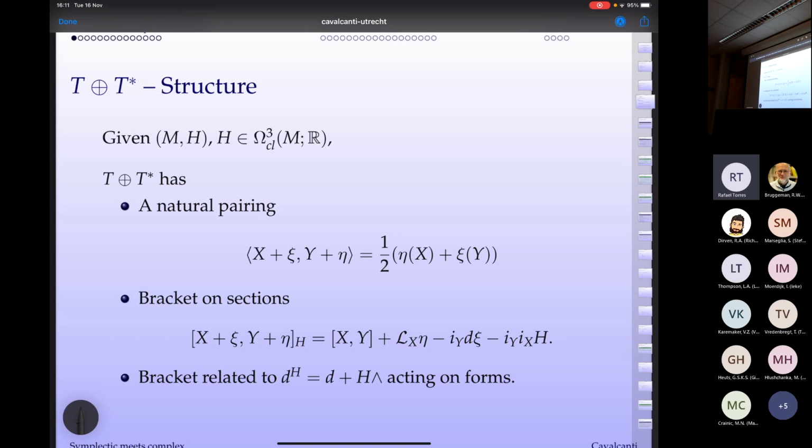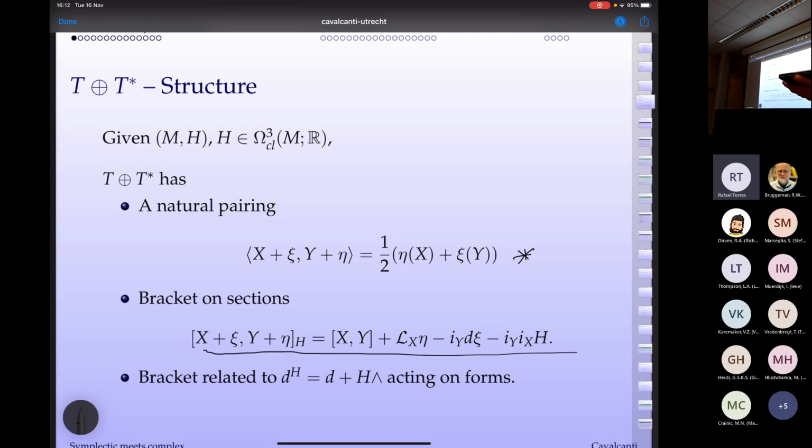And the structure that the sum of tangent plus cotangent has is this natural pairing, just because it's a sum of two, like a vector space plus its dual, so you can pair an element of the dual with an element of the vector space to get a number. So we always consider the symmetric pairing. Technically, you could say, oh, there's also a skew-symmetric one. It's just that one doesn't appear very often, so I'm not going to introduce it. But that's a pointwise operation. If you have a vector and a form at a point, you can do that operation there. And there is something which is an extension of the Lie bracket, which is this expression here.